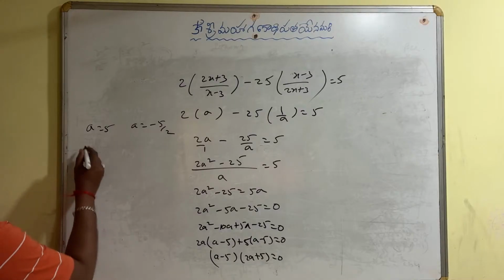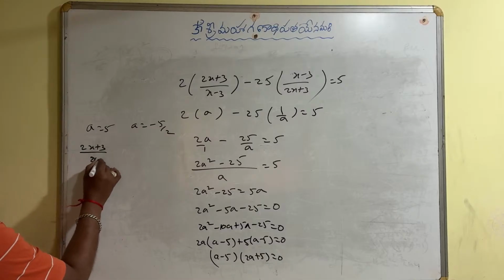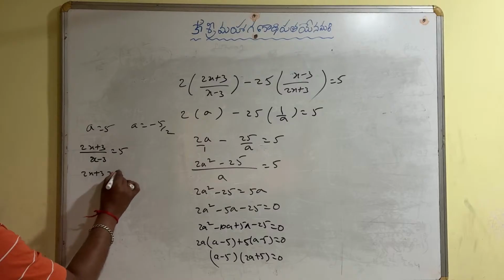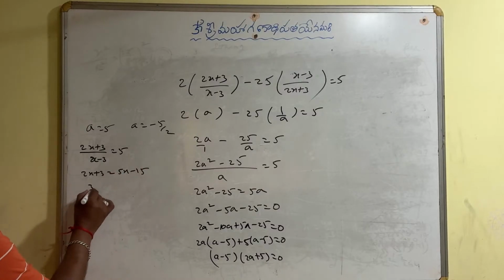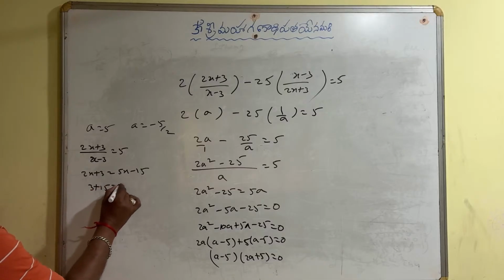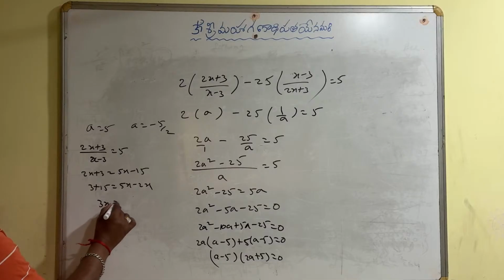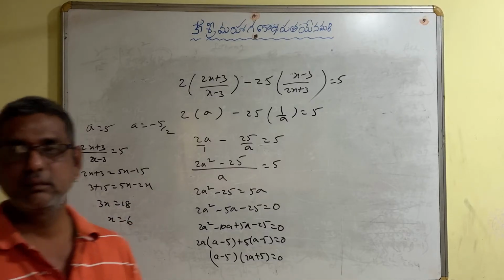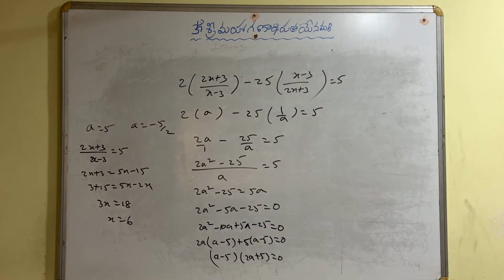But a is 2x plus 3 by x minus 3, na? So 2x plus 3 by x minus 3 is 5. 2x plus 3 is 5x minus 15. 3x plus 15 is equal to 5x minus 2x. So 3x is 18, x is 6.